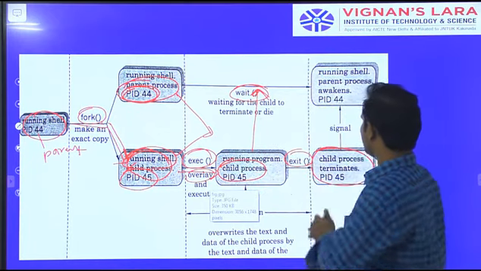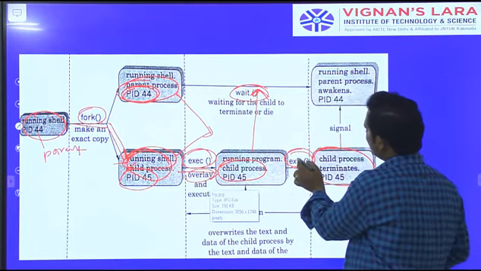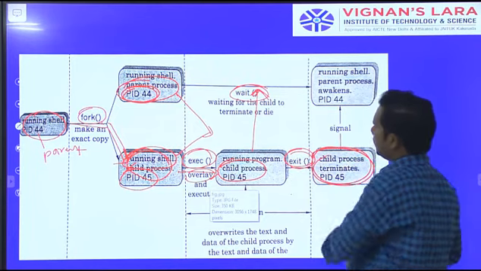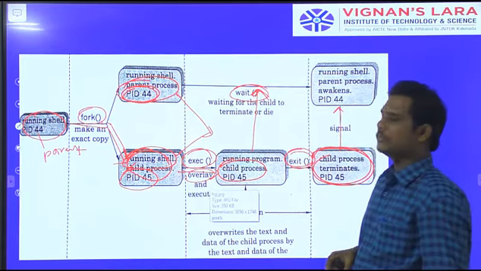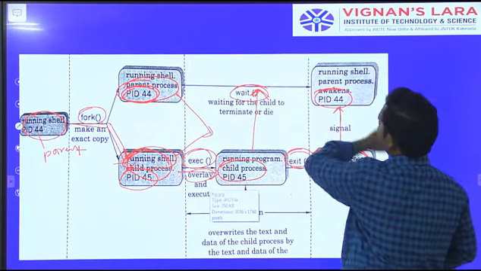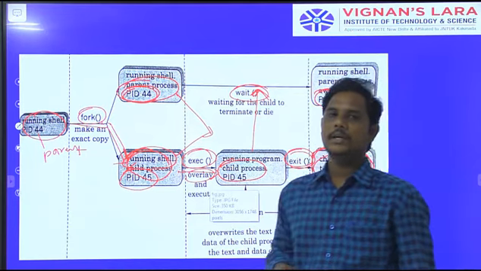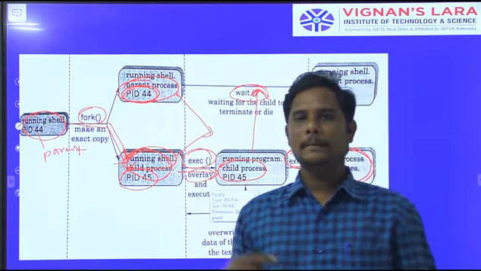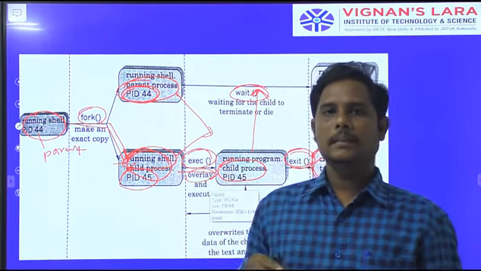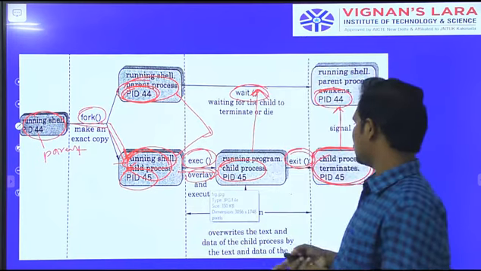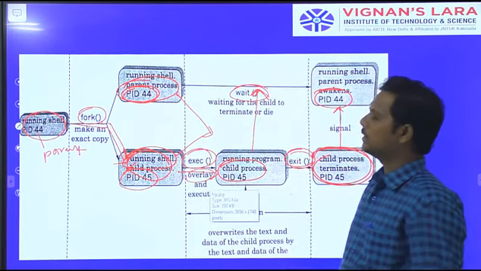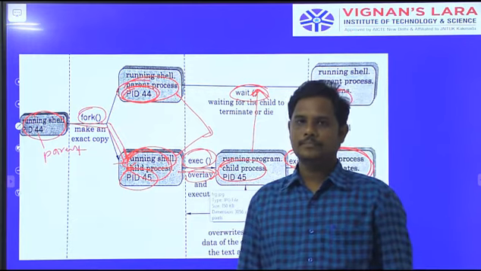So that's why here, after completion of the exit status of the child process, immediately the signal goes to the parent. The parent will be executed. Next, immediately the signal is going to the parent. The parent is automatically executed. So this is the process that comes under process creation.